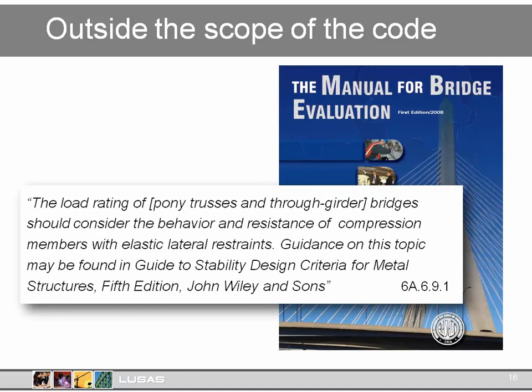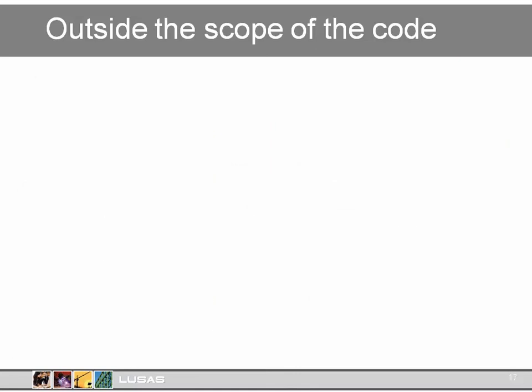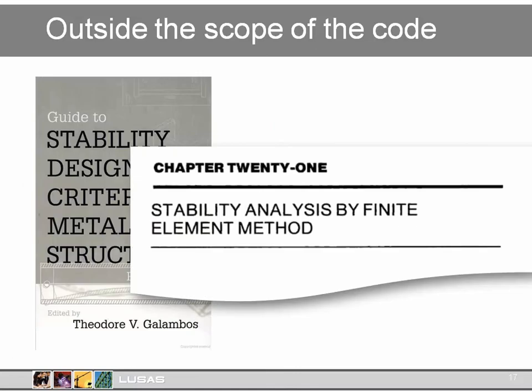Even without those issues, the manual for bridge evaluation tells us that for such bridges we should consider the behaviour and resistance of compression members with elastic lateral restraints, and sends us to a reference outside the code. And that book gives us, in chapter 21, lots of detail about buckling analysis using the finite element method.